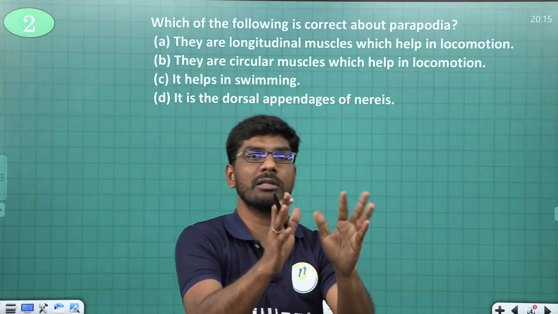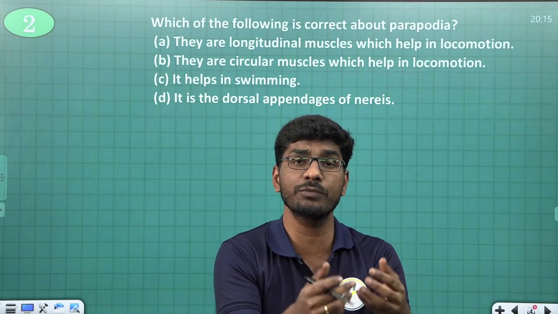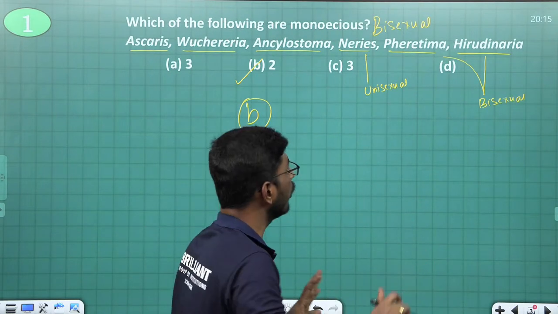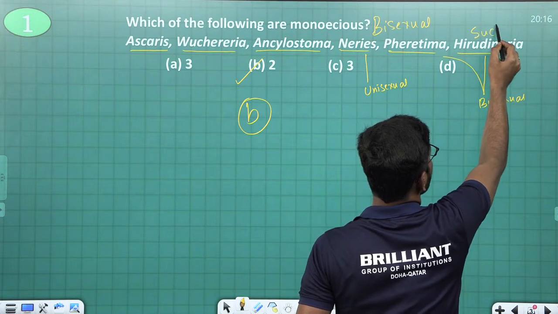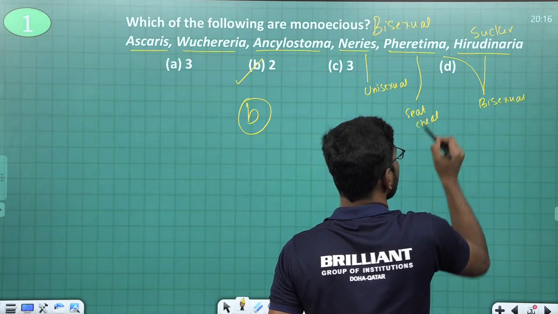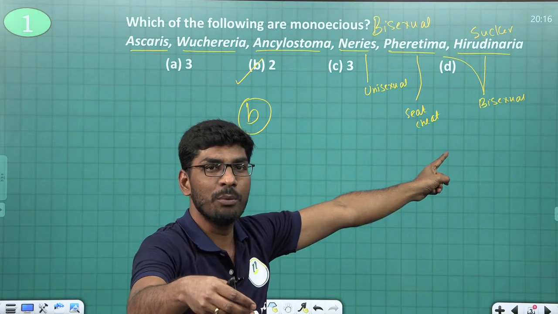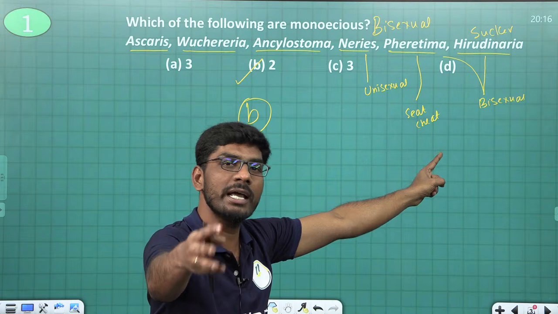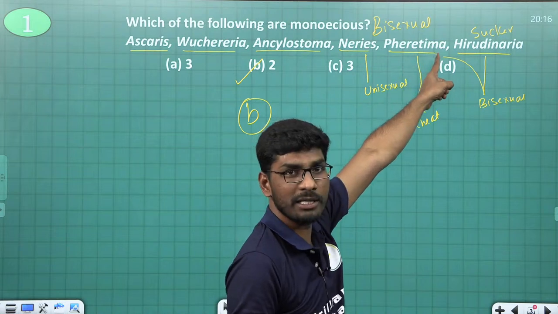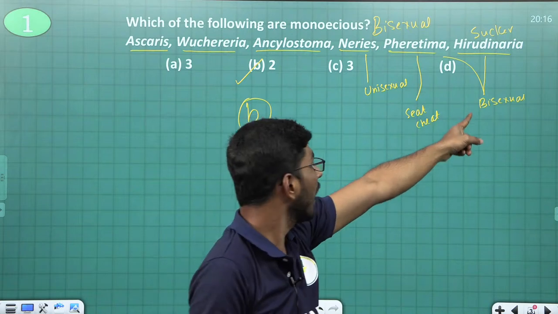Which of the following is correct about the parapodia? What are parapodia? Parapodia are lateral appendages of Nereis, an annelid, used for locomotion. What type of locomotion? Swimming. Yes or no? One more time I am repeating, beta. In Hirudinaria, suckers are there for locomotion. In Pheretima, setae are there. Setae are also called chaetae. Based on these chaetae only, phylum Annelida is divided into three classes: Polychaeta, Oligochaeta, Hirudinea. But that much depth is not there in the NCERT. But remember, setae are the locomotory structures in Pheretima, that means earthworm. Longitudinal and circular muscles help in locomotion, as given in NCERT. You have to write that. And yet the sucker locomotion is there.